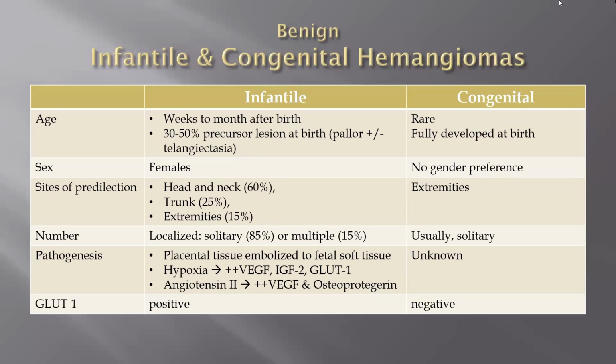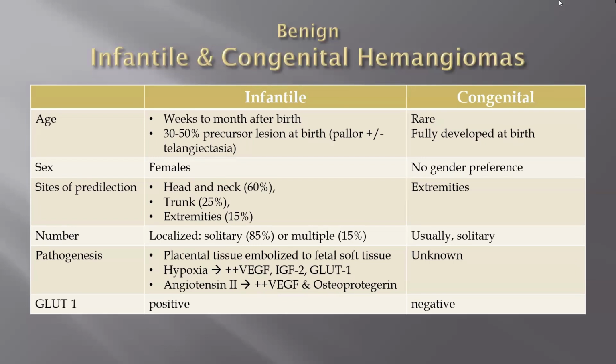The pathogenesis of infantile hemangiomas is not fully understood. There are several theories, including placental tissue embolized to fetal tissue, and the occurrence of hypoxia during pregnancy leading to upregulation of vascular endothelial growth factor, insulin-like growth factor, and GLUT1. Another theory is that there is upregulation of angiotensin II. Angiotensin II is already high during early infancy as a normal finding. The elevated angiotensin II may also upregulate vascular endothelial growth factor and osteoprotegerin. All these factors induced by hypoxia and angiotensin II lead to vasculogenesis and anti-apoptotic mechanisms.